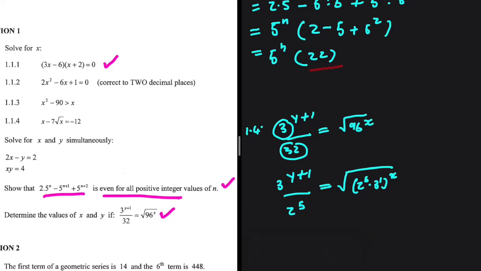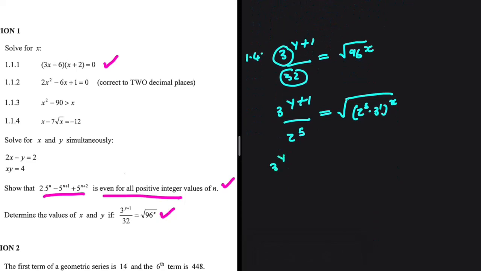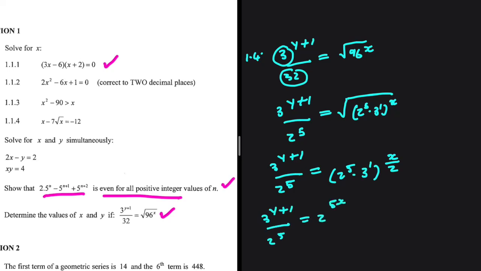Let's get rid of the square root on the right hand side. We're going to have 3 to the y plus 1 divided by 2 to the power of 5. We don't have to necessarily square both sides. We can just say that 2 to the power 5 multiplied by 3 to the power 1 to the power x divided by 2. And just like that, we have gotten rid of the square root. So 3 to the power y plus 1 divided by 2 to the power 5 will be equal to 2 to the power 5x divided by 2 multiplied by 3 to the power x divided by 2.